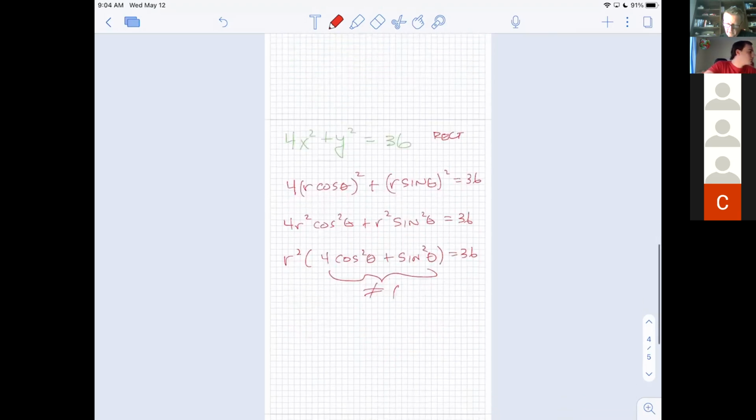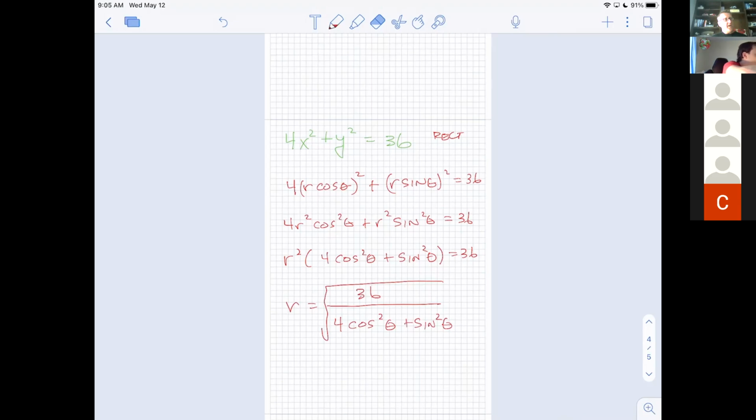So I could solve for r at least, if I wanted to. r squared would be equal to 36 divided by all of that stuff, as long as I square rooted both sides. I'm kind of thinking, well, maybe that's not as good of an idea. Maybe that's a little messy. But it's not hard to convert from rectangular to polar form.